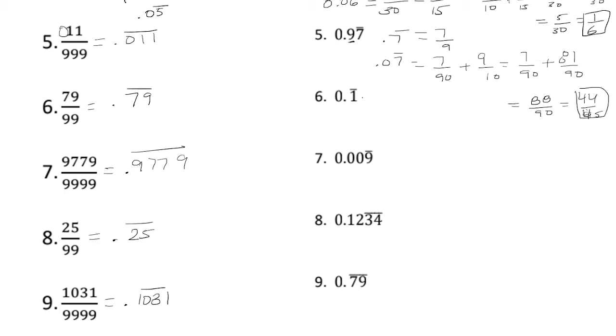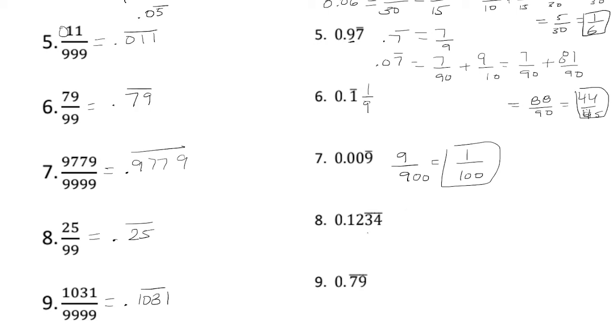The next one is only one repeating. So this one is easy. That's 1 over 9. Okay, the next one is 0.00 and then 9 repeating. So 9 repeating is just 9 over 9. But then we have to shift it over 2 units. So we have to divide by 100. And so this is just 1 over 100.